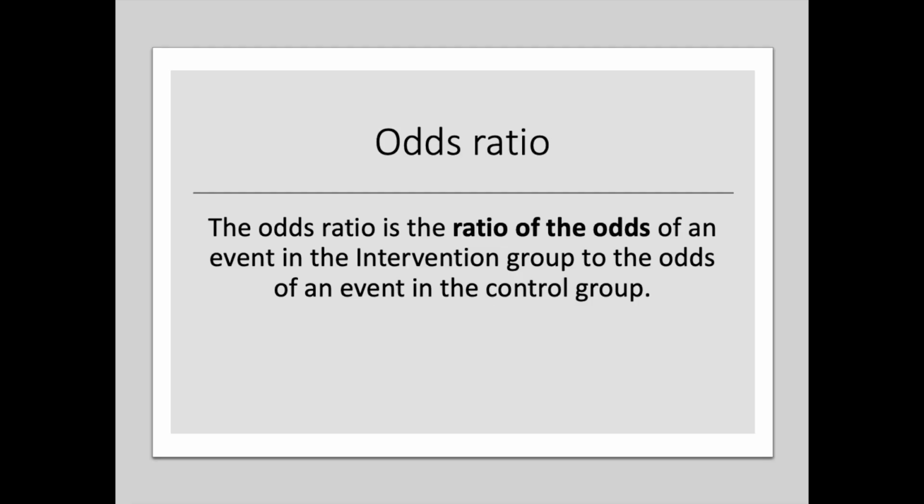So first of all, what is an odds ratio? An odds ratio is the ratio of the odds of an event in the intervention group to the odds of an event in the control group. So say, for example, the event is failing a driving test and the intervention is having driving lessons.